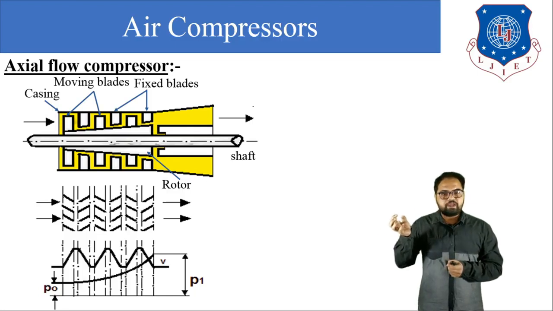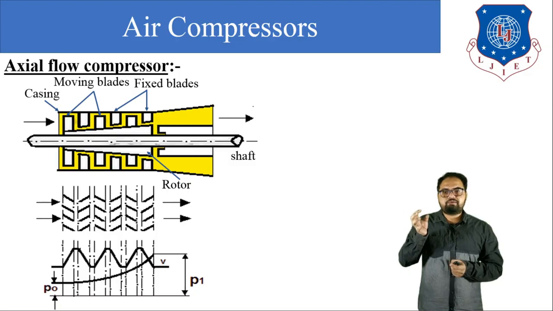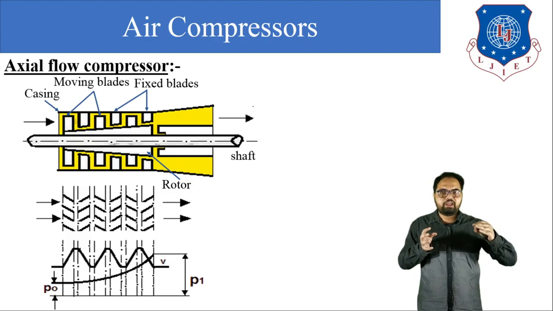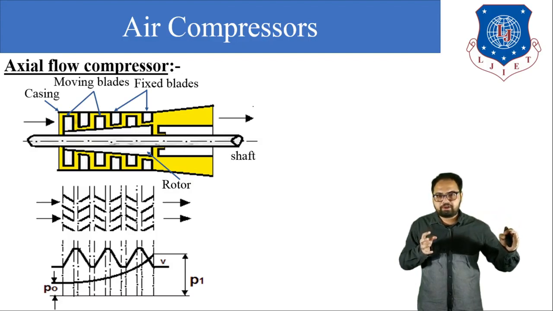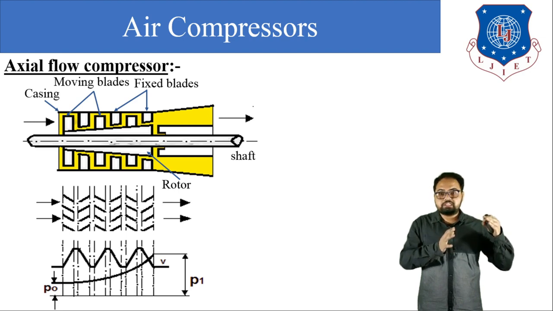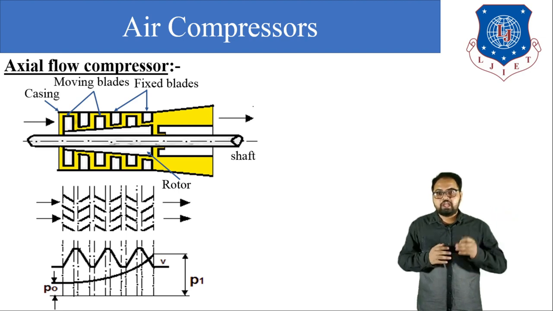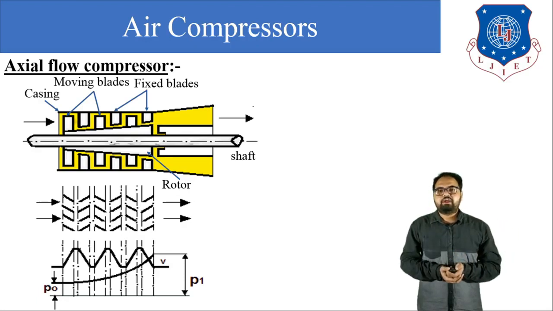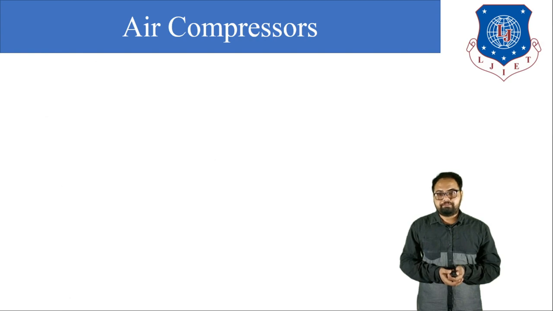As suction of air takes place, the air comes in contact with the fixed blade. The fixed blade reduces the velocity of the air and increases the pressure of the air. Again it comes in contact with the moving blade. At that portion its pressure is gradually decreasing and velocity is increasing, and in this way we can get high pressure air. The RPM of axial flow compressors is around 10,000 to 30,000 RPM.